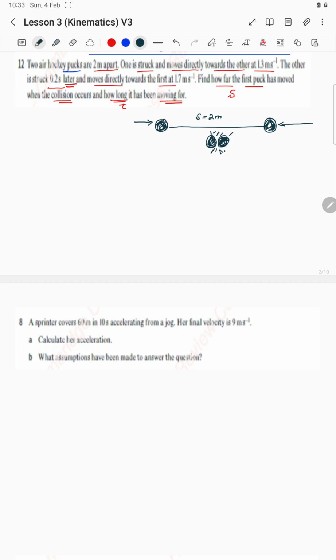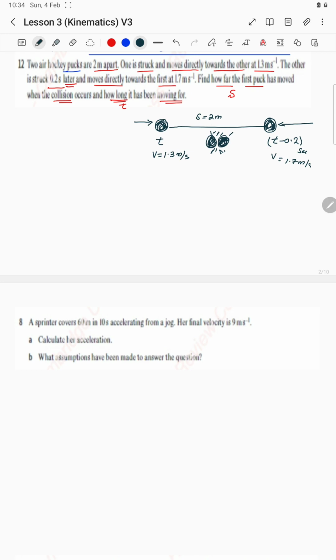For the first puck, let's take time t, because the other puck is struck 0.2 seconds later. If the first takes time t, then the other will be t minus 0.2, right? Because it is struck 0.2 seconds later and moves directly towards the first. The speeds are given to us. The first one's speed is 1.3 meters per second, and the second speed is 1.7 meters per second. This case is simple.